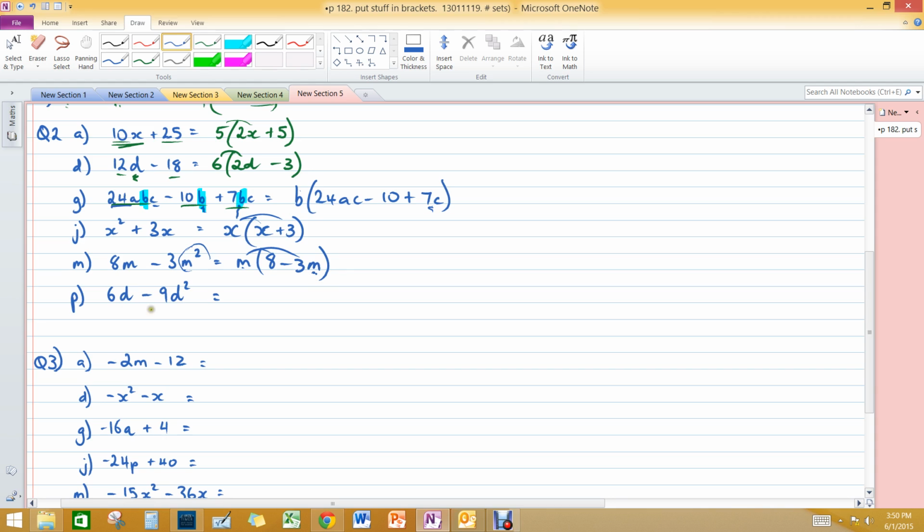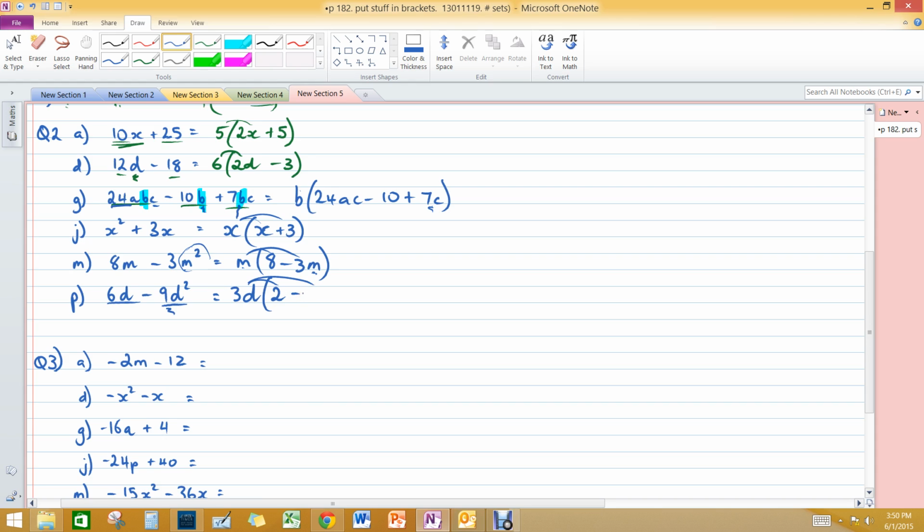Okay, last one for question 2. We have 2 parts to our common factor here. 3 goes into both 6 and 9, so we're going to put a 3 out the front, but both terms also have the letter D, so we're going to do 3D, open our brackets. 3D multiplied by what is going to give me 6D? Well, 3D times 2. 3D times what is going to give me 9D squared?